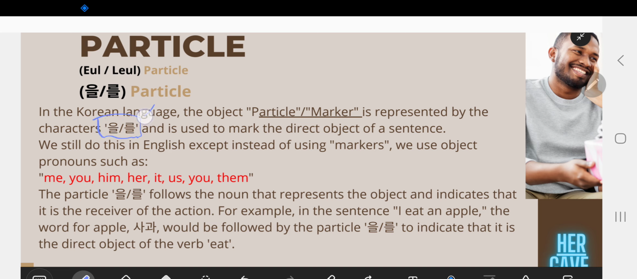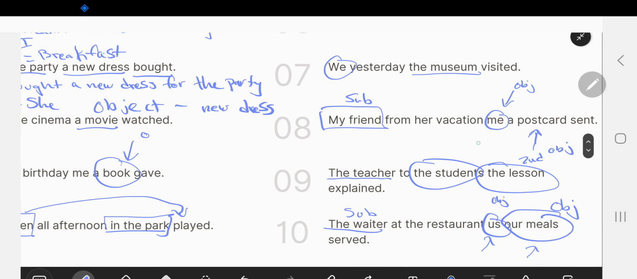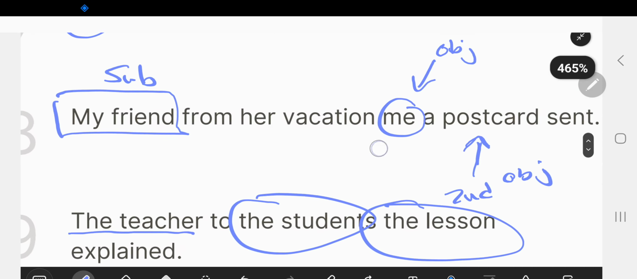So these are used to mark the direct object of a sentence. We still do this in English, except instead of using markers, we use object pronouns, right? Because if sentence structure doesn't matter, how did we know that "me" was not the subject? Because it was not "I." It was "me." So something had to happen to me.